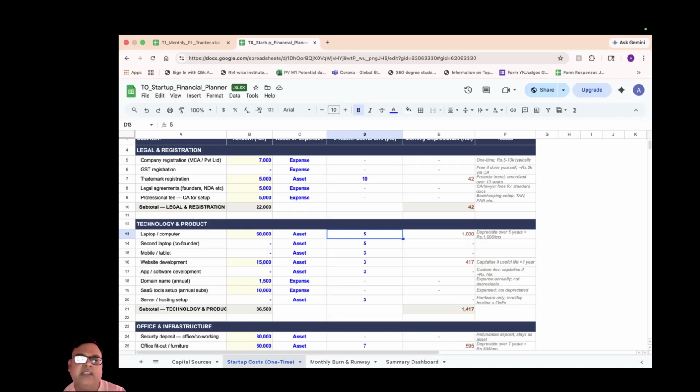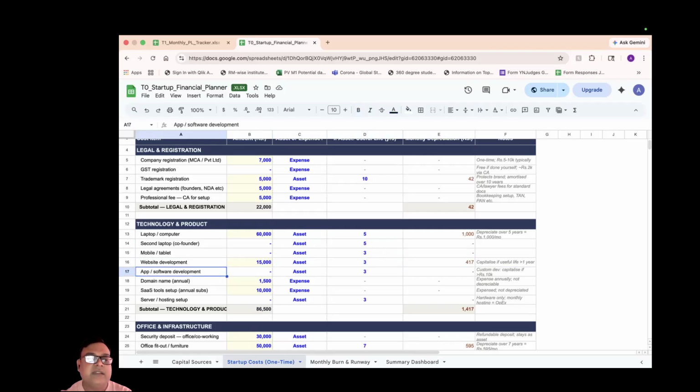Let's say the maximum useful life is 5 years. So, very simple, this 1,000 rupees is what we have kept per month for depreciation. Perfect. Like a second laptop for the co-founder, we don't have mobile, we don't have tablet, and we don't require website development. Yes, 15,000 rupees one time, 3 years. So 417 rupees is what you can amortize, and this is an asset, so you can capitalize it.